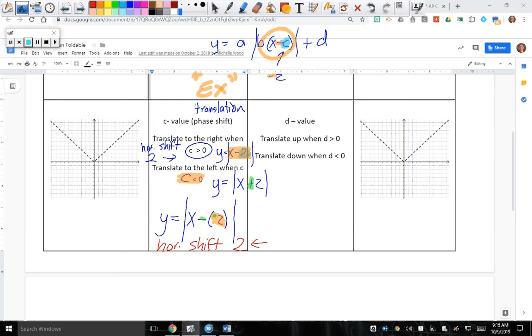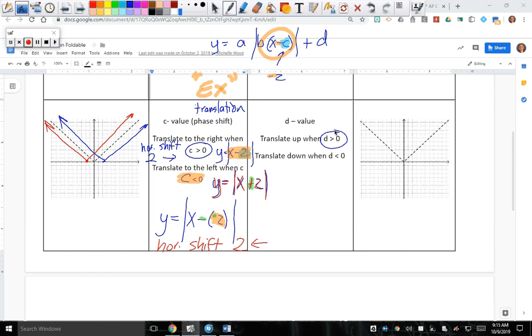Okay, so let's go ahead and graph this one that we're moving left in red. Does it stretch or compress? No, everything stays the same. So it'll look something like this. Okay? And then 2 to the right would look something like that. Those are easy, right? It should be easy. Alright, so the last ones.